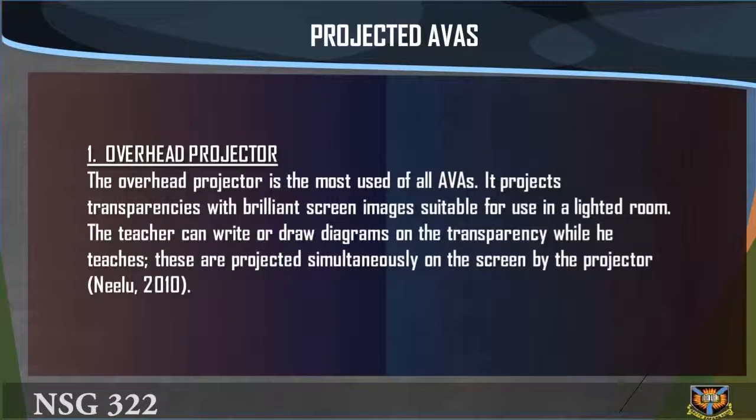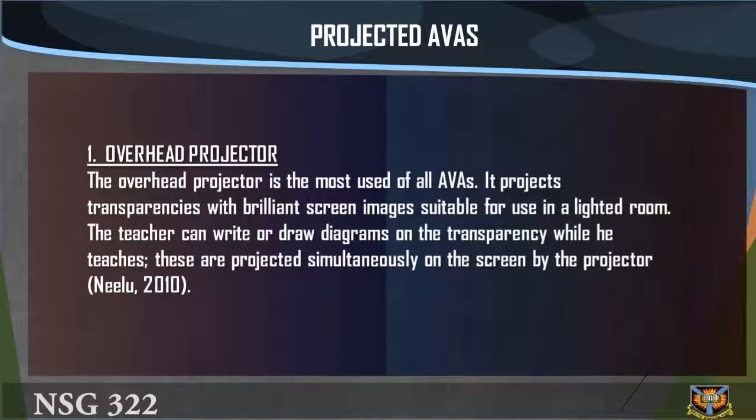Projected audiovisual aids. Overhead projector. The overhead projector is the most used of all audiovisual aids. It projects transparency with brilliant screen images suitable for use in a lighted room. The teacher can write or draw diagrams on the transparency while teaching. They are projected simultaneously on the screen by the projector.